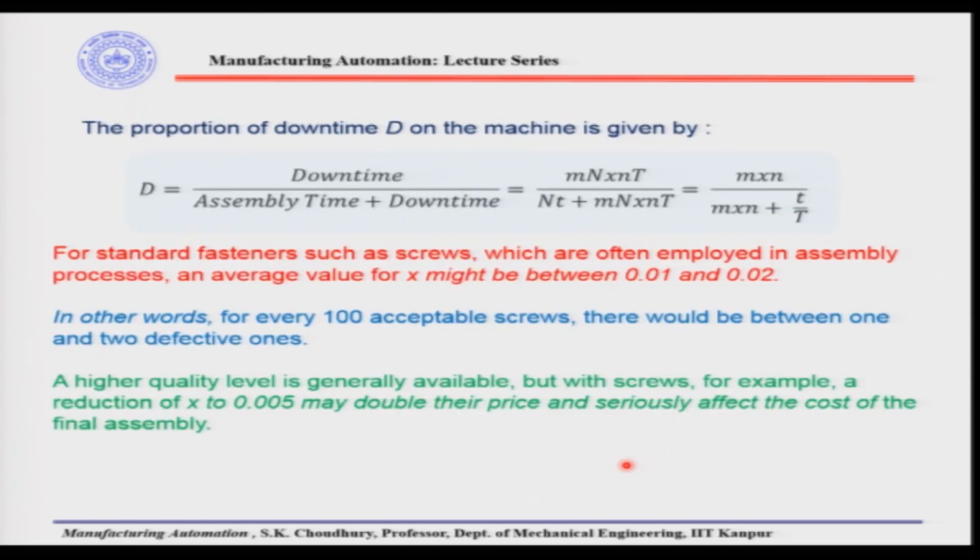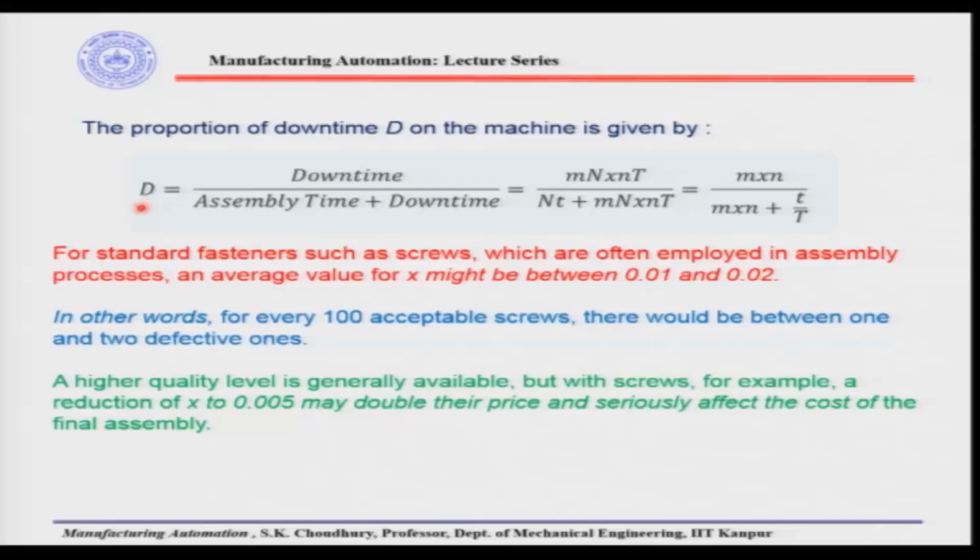Well, therefore, the proportion of downtime D on the machine is given by the downtime and the complete time. Assembly time plus downtime is the complete time taken for the assembly, and since we are finding the proportion of downtime, this will be downtime divided by the total time. Downtime we have seen is m x capital N x small n x capital T, divided by the machine time or assembly time, capital N into small t, that is the number of assemblies into the cycle time, plus the same downtime here.